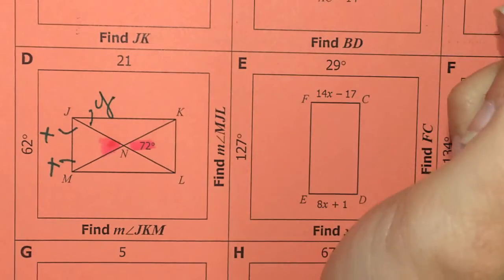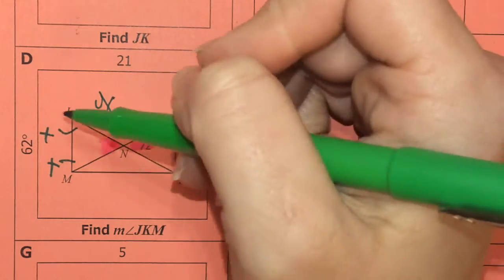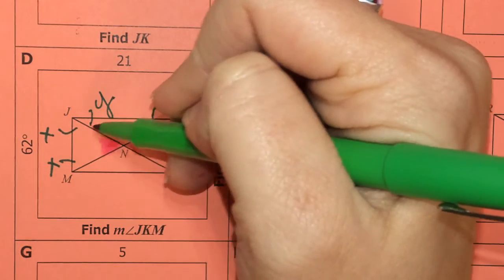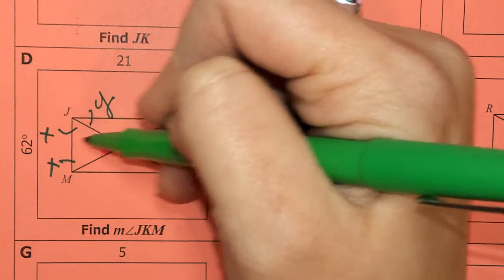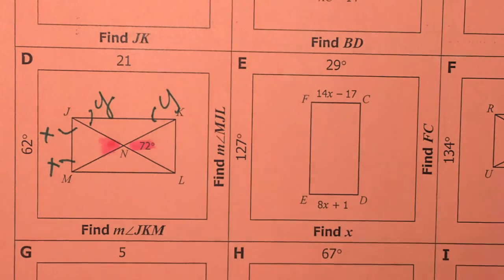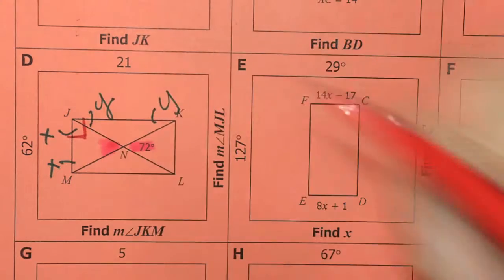And what else could we call Y? Could it be JKM? And how would we get Y once we find X? What would we subtract it from right here? 90, because what are all of the angles of a rectangle? 90.